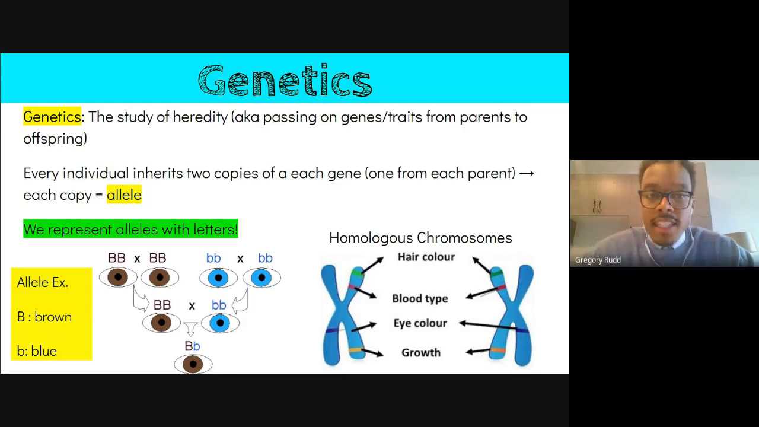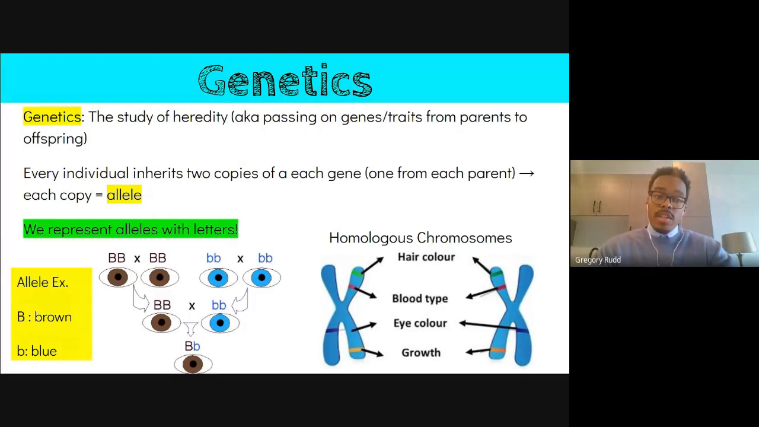Now we've got to keep in mind that genes code for specific proteins, and those proteins are what give us our traits. So genes code for proteins, which lead to traits like hair color, hair texture, blood type, eye color, tendency to grow, or the amount of growth that will take place. All of this is determined by the proteins that are present, and all of the proteins that are present are coded for by genes. So this is a relationship that we have to understand.